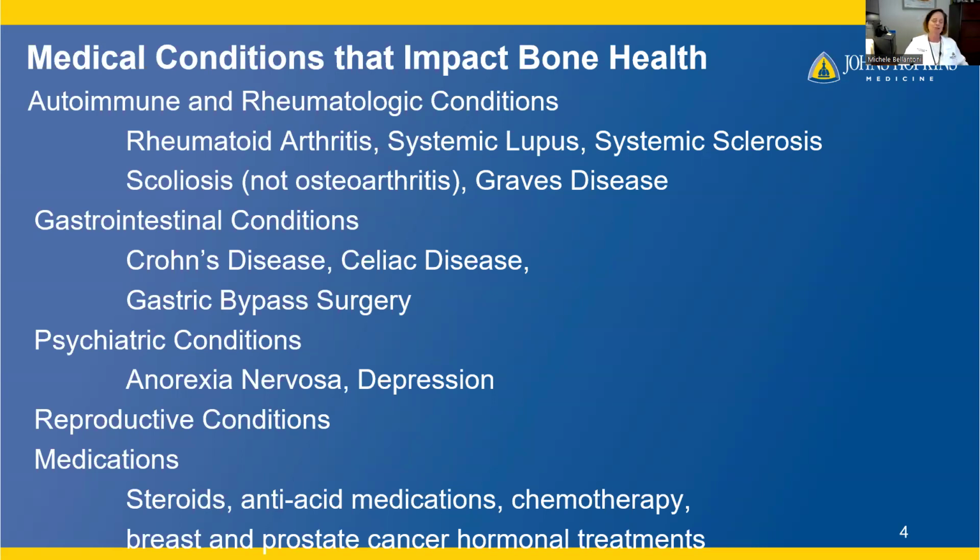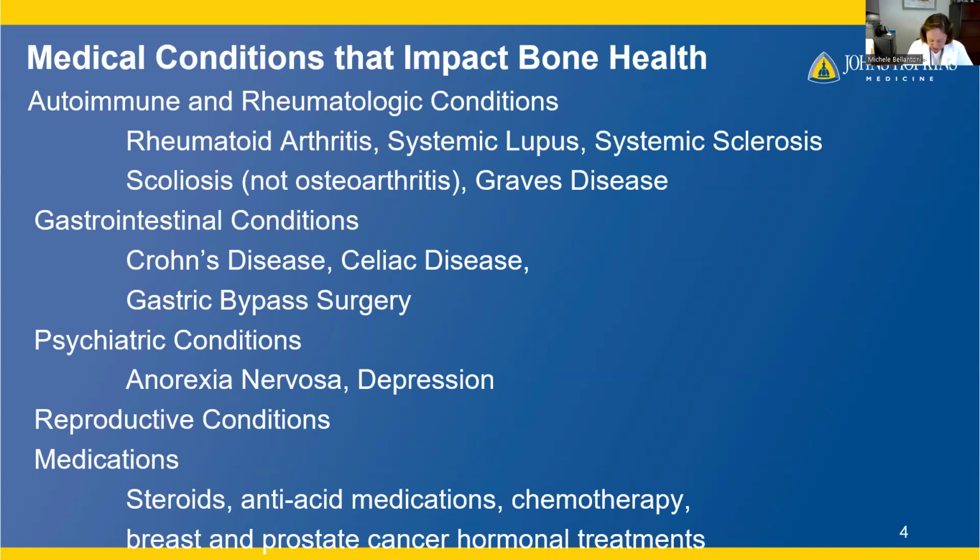How about GI conditions? Inflammatory small bowel disease, typically called Crohn's disease, has a very significant impact on bone health nutrition. So vitamin D and calcium absorption through the small bowel is impacted when there's active Crohn's, which can lead to thinning of the bone.